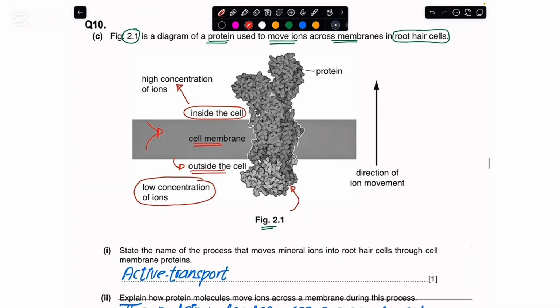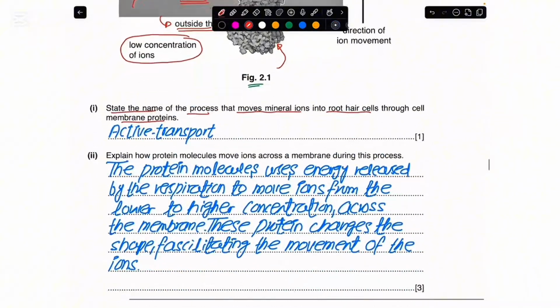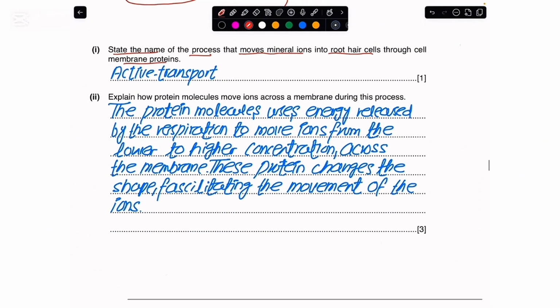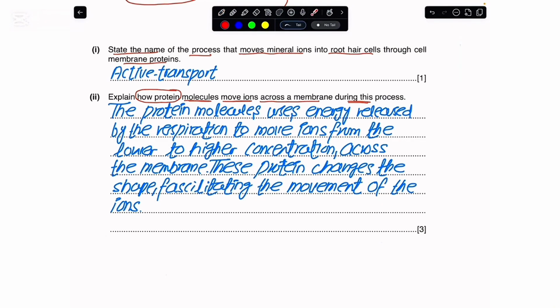Now they ask us, for 1 mark, to state the name of the process that moves mineral ions into the root hair cells through the cell surface membrane. So the process is active transport. Now for a total of 3 marks, they are asking us to explain how the protein molecules move the ions across a membrane during this process. Since active transport is being utilized and the protein molecules are being utilized, we need the energy being released from the mitochondria by respiration.